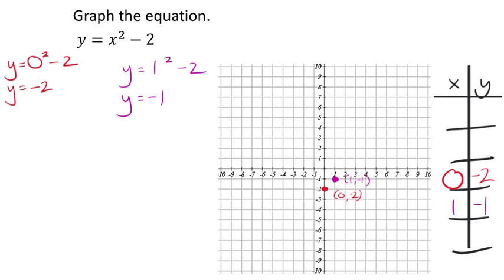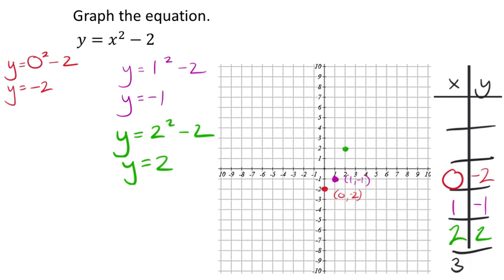Sorry, that's kind of small. So now that we got 1, let's try 2. Well, that'd give us y equals x squared minus 2. And we'll replace the x with 2. 2 times 2 is 4, minus 2 is 2, so we get 2, 2, which on the graph would be 2, 2, right there.